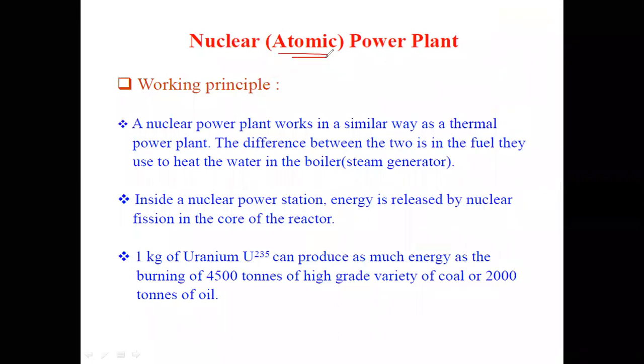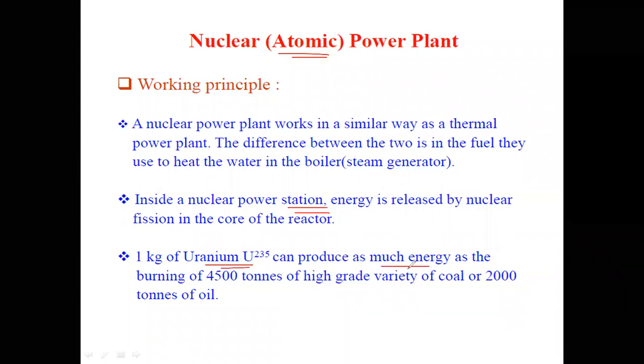The nuclear power plant is very similar to the thermal power plant. Instead of a boiler, the nuclear power plant has a nuclear reactor and then a heat exchanger. Here, in the nuclear power plant, a huge quantity of power is generated using a little bit of fuel. The fuel we are using is uranium, that is enriched uranium 235.